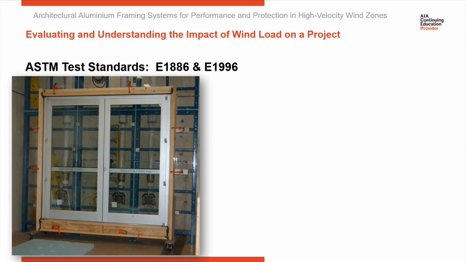So here's an example of a mock-up that's prepared and ready for a large missile impact test. If you look closely on the glass, you can see where there are circles and little plus marks in the center. So that's where the missile is going to be aimed. The test is very specific about where it has to be impacted during the test procedure.